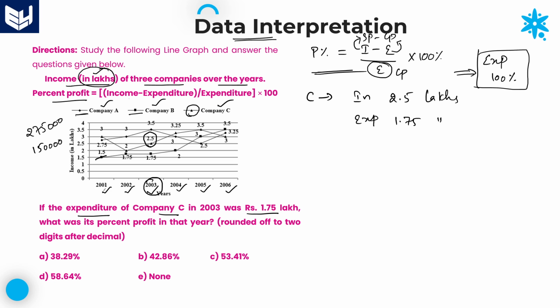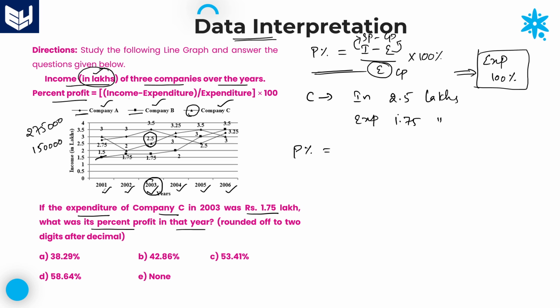1.75 lakhs. That is the given information. Now the question is asking: what was its profit percentage in that year? It is very simple. Just now we had a formula that profit percentage is nothing but income minus expenditure divided by expenditure.